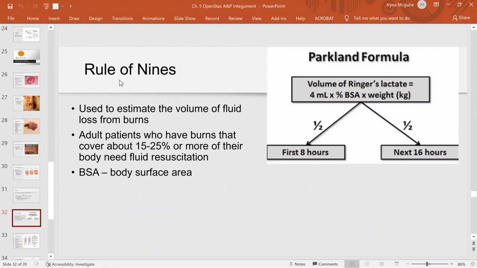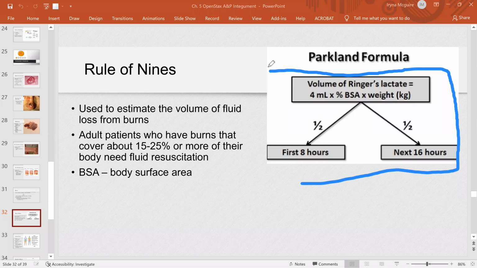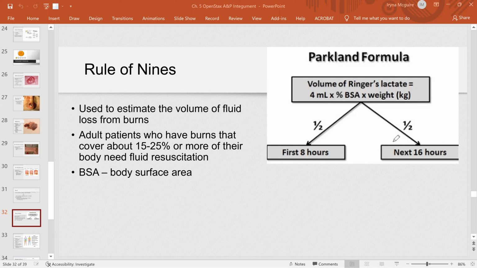Now physicians use the rule of 9 to estimate the volume of fluids that is lost from a burn. The patient will need fluid resuscitation. So you need to add more fluids to your patient, but you need to know how much needs to be added, right? And there is a special formula that allows the physician to calculate how much fluid needs to be administered the first 8 hours, the next 16 hours.